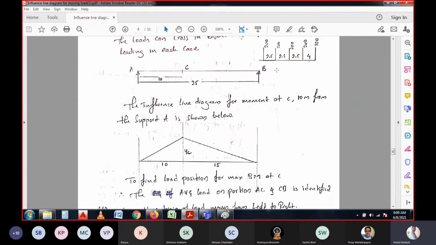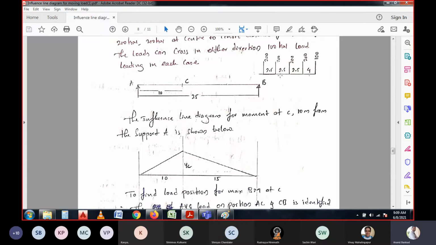So here we need to find the maximum bending moment, but what we need to do is, the series of loads are given here. In the question, the series of loads are given: 100, 200, 200, 200 and 200 kilonewtons. So which load needs to be on the point C to get the maximum moment? That is the case we need to solve here before calculating the bending moment. Which load needs to be on the section C to get the maximum bending moment.